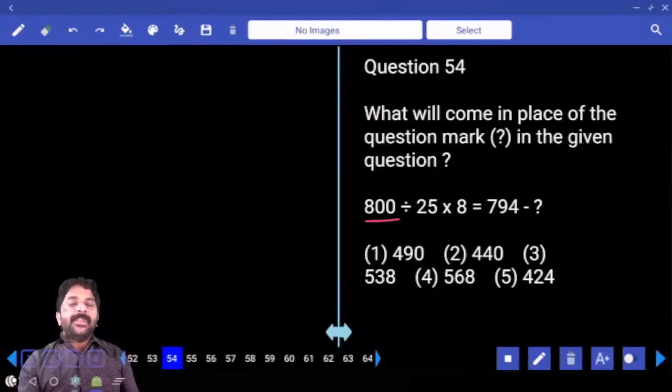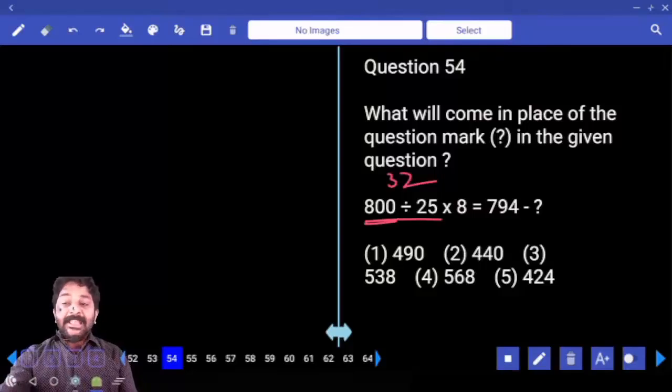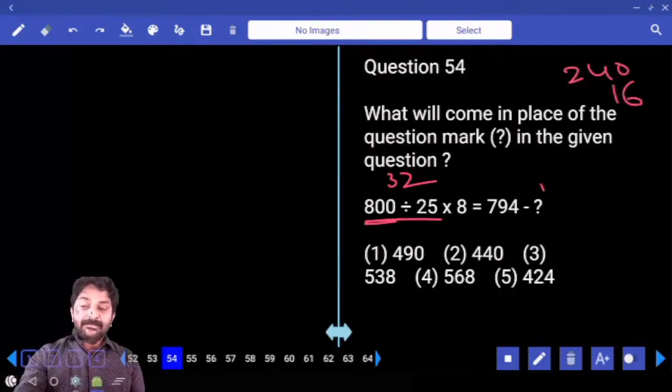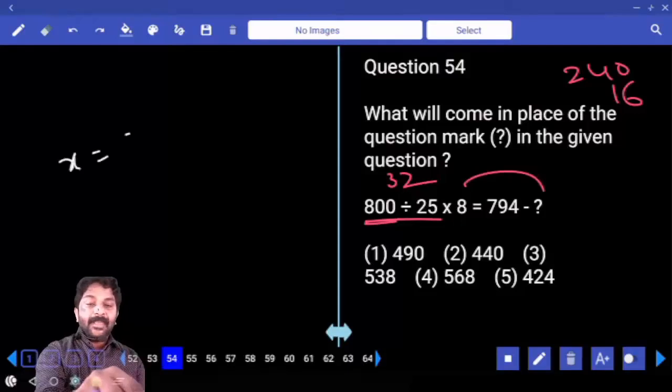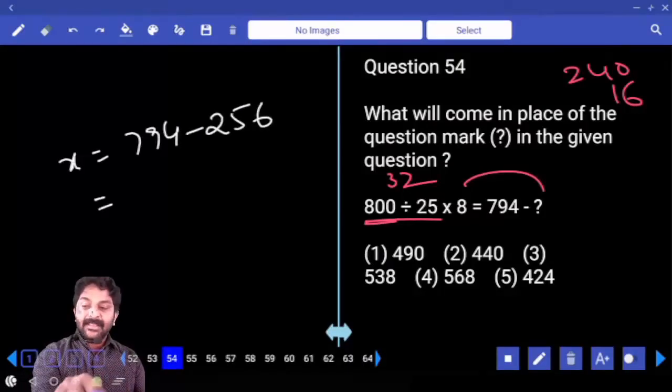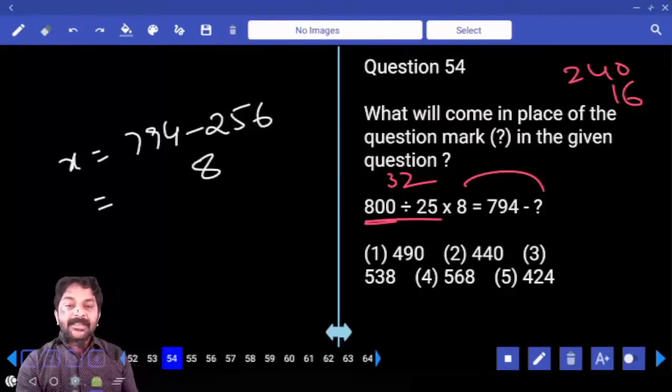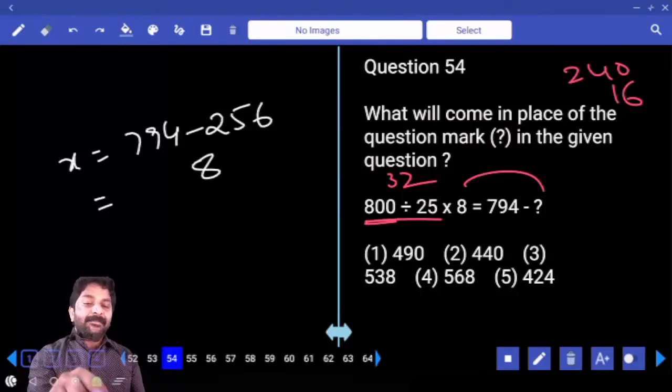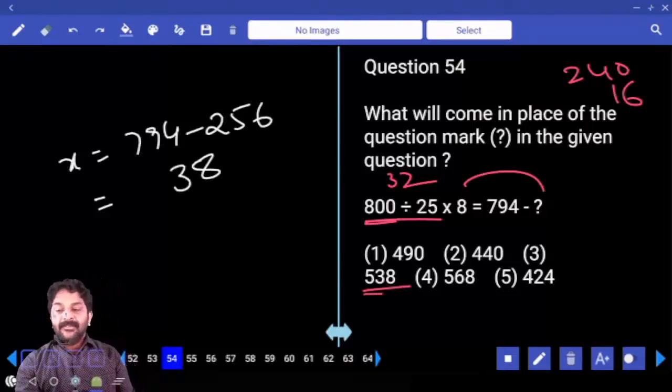In 100, how many 25s will be there? In 800, 8 into 4, 32 only. So this value is 32. 32 8 times. 32 8 times 240. 2 8 times 16. Total 256. Minus x comes to left hand side. And the left hand side 256 goes to the other side. Correct? Answer must end with 8. 94 minus 58. That means answer must end with 38 only. Third option answer.